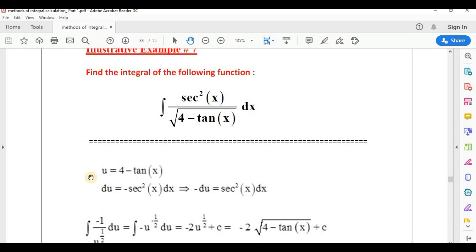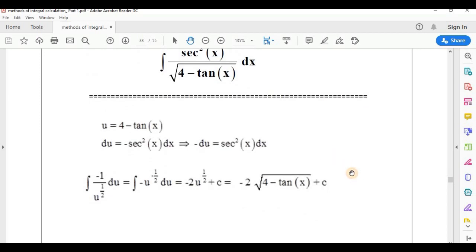Second step, we will take the derivation for both sides, for this side and this side. What is the derivative of u? It will be du. What is the derivative of this side? It will be minus sec square dx. And as we learned, we will multiply both sides by the negative sign to get sec square dx, this part.